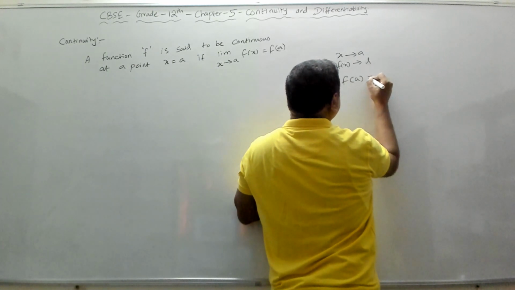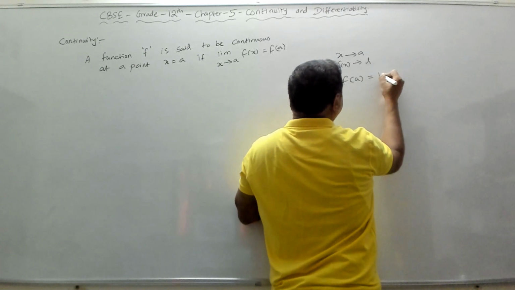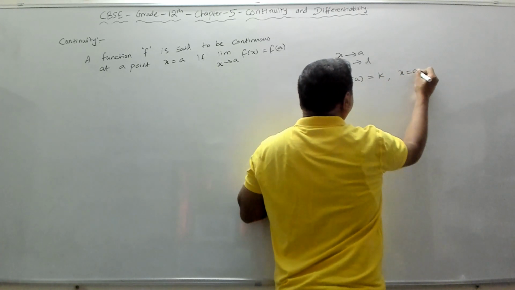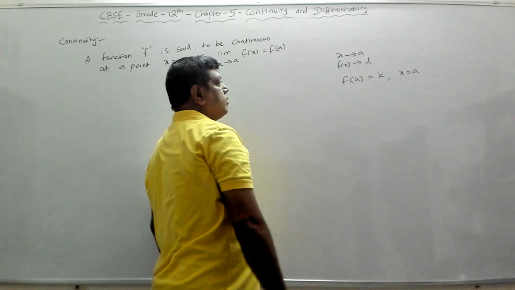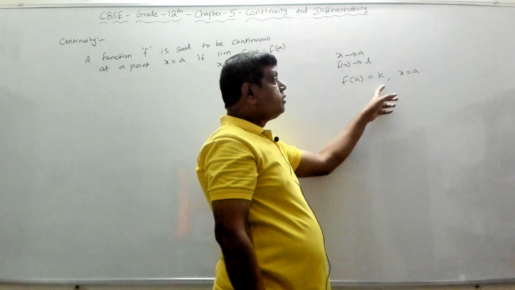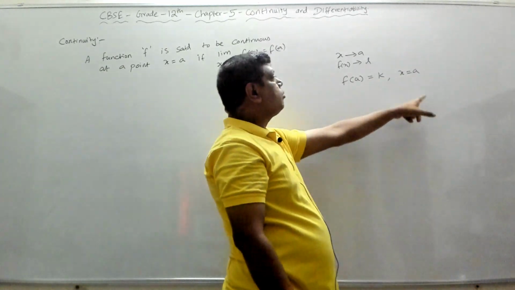This is f of a. Suppose f of a is equal to some value k, which means when x is equal to a, f of a is k. What does f of a equal to k mean? This is the actual value of the function when x is equal to a.